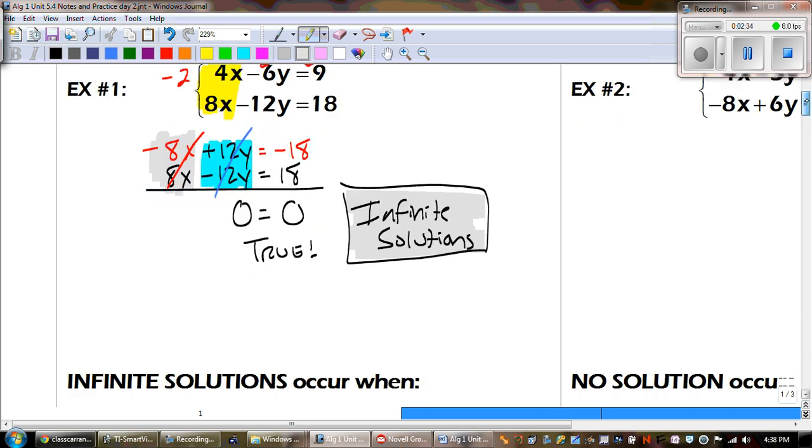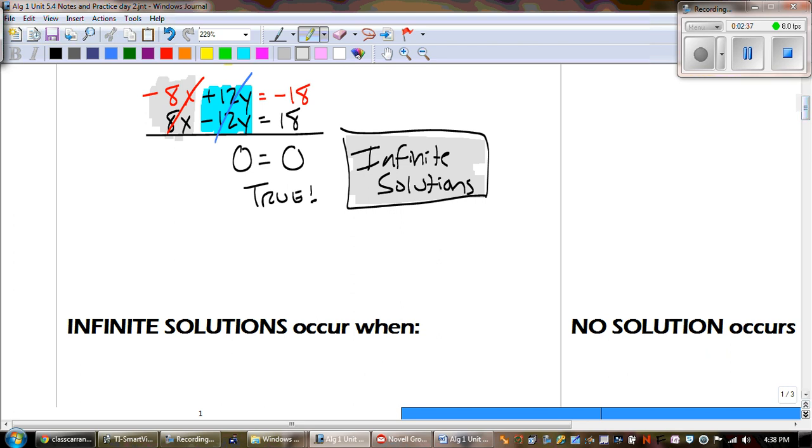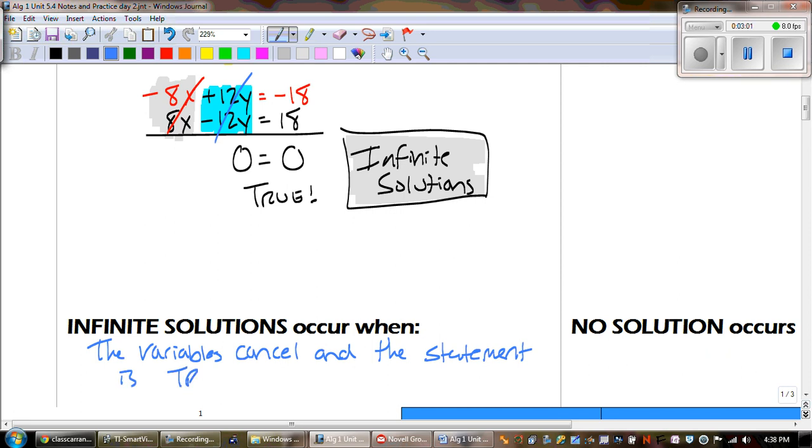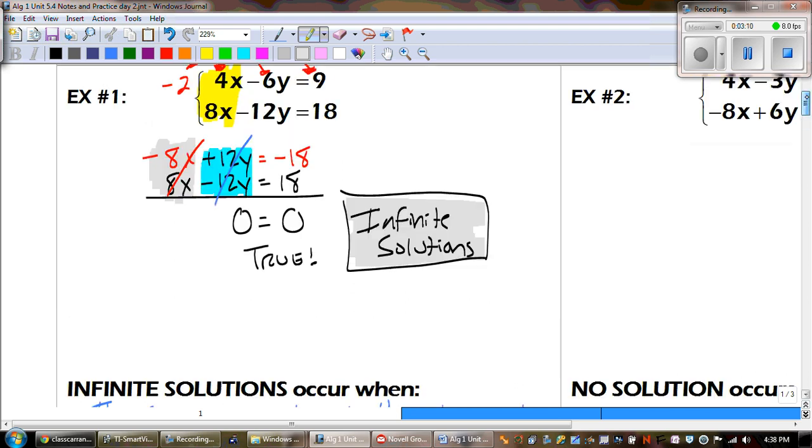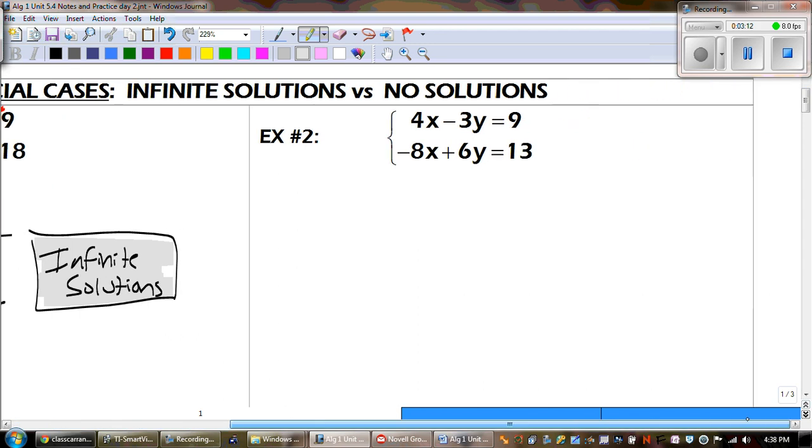So, infinite solutions occur when the variables cancel and the statement was what? Is true. Or just true, however you want to say it. Okay? All right, let's take a look at our example number 2.